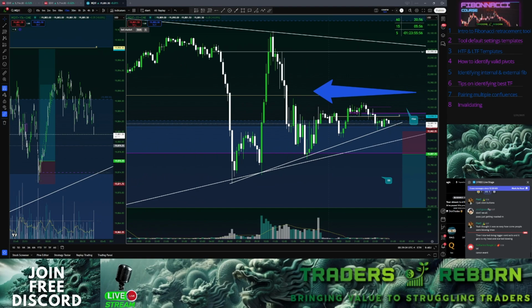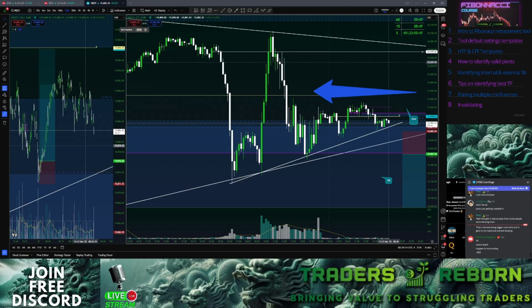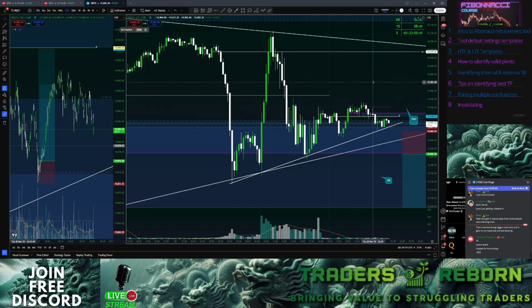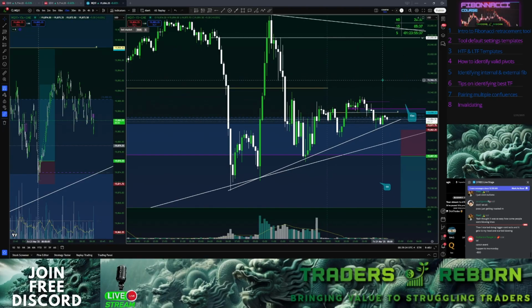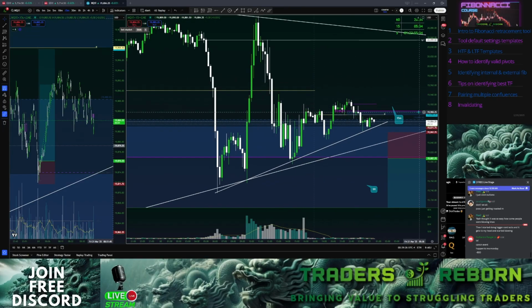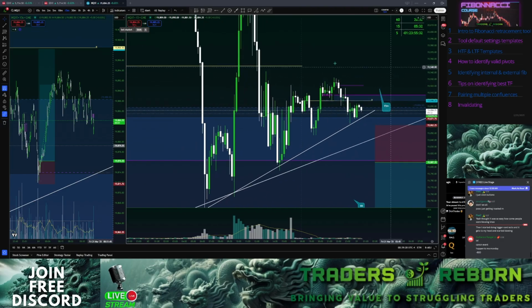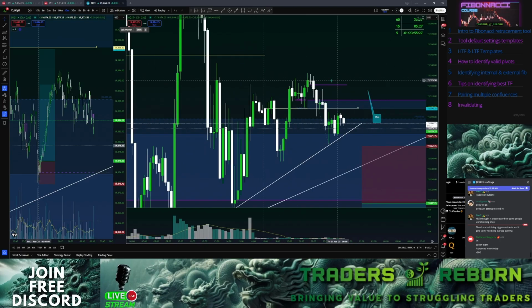All right, guys, back to the course here. Tips on identifying, we did that. So now pairing multiple confluences, guys. This is where it aligns with your edge and what you want to do in terms of trading. Some of you guys use indicators, you can use indicators, whatever, it doesn't matter. I personally like to use levels. I'll use BPRs, or balance price range, which you guys saw here. There's one right here.